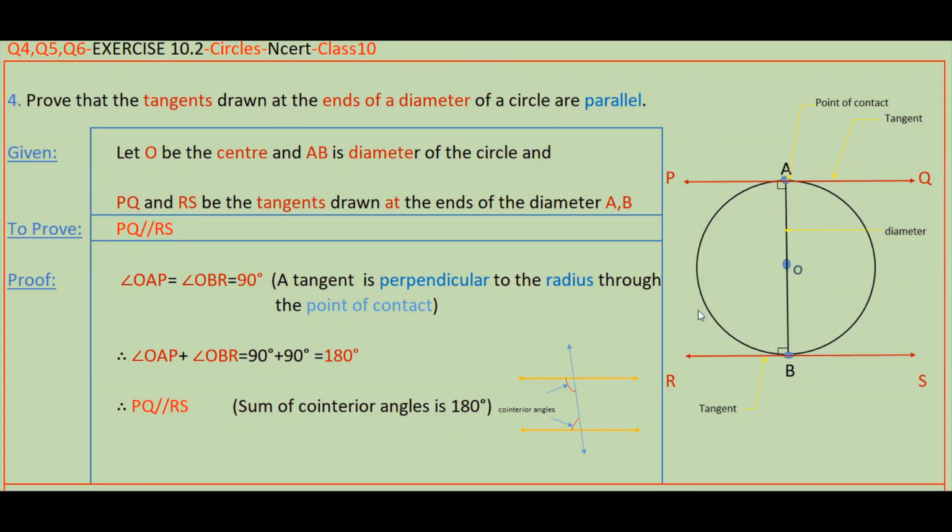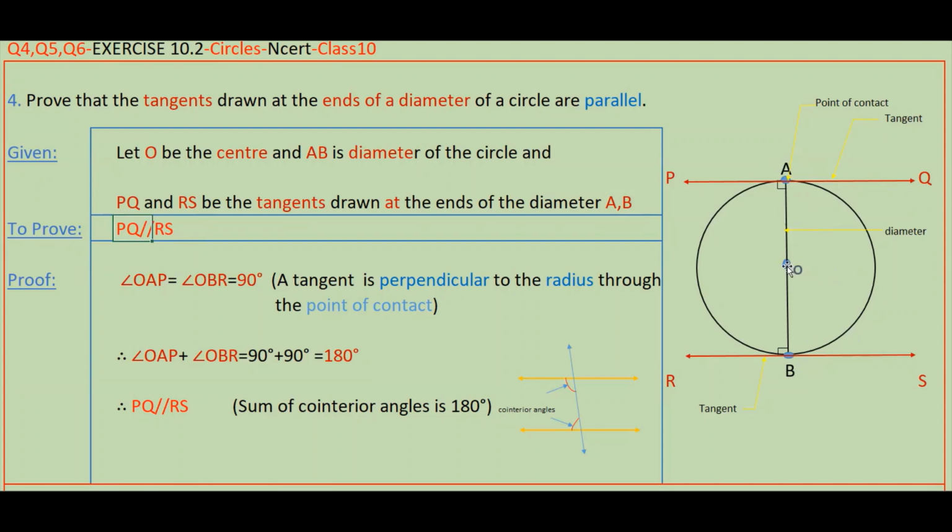So here if you take a circle and draw two tangents at the ends of the diameter, then we have to prove that these two tangents are parallel. Let O be the center of the circle and AB be the diameter, and these two are the endpoints A and B. If you draw two tangents PQ and RS at these points A and B, these points are points of contact and ends of the diameter also. So we have to prove that PQ is parallel to RS.